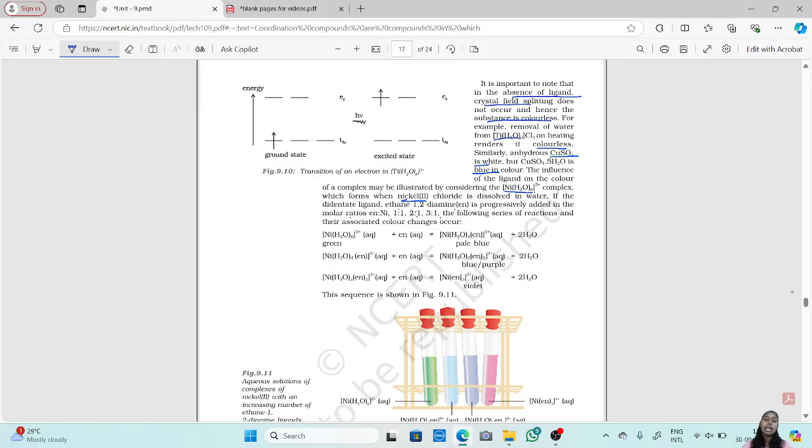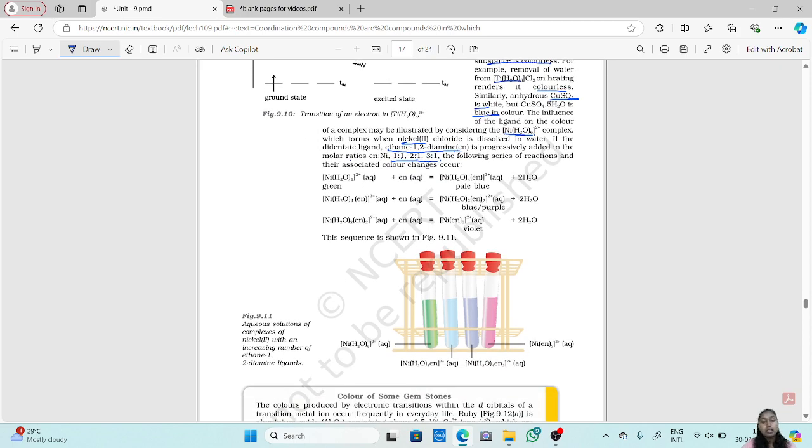So, nickel with H2O, it is a complex. If I remove the H2O from the complex, it will be colorless. Now, if I add a didentate ligand to it, that is ethane-1,2-diamine, this is the ligand. To that colorless nickel, if I add this ligand progressively in a ratio of 1:1, 2:1 and 3:1, these are the series of reactions that occur and these are the color changes that are observed.